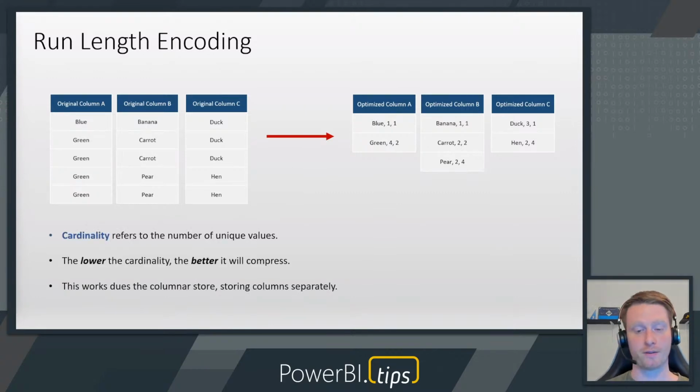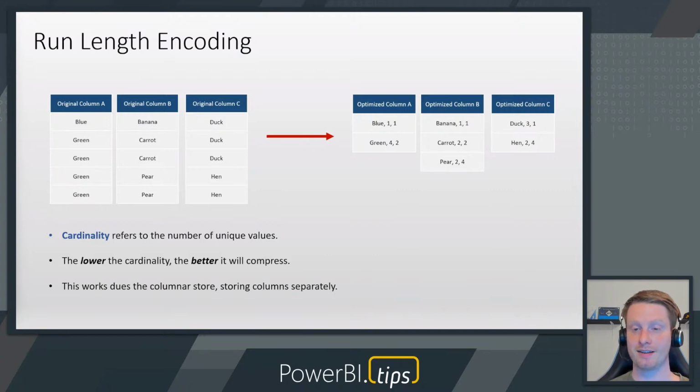You may have heard this word before. If you haven't, you're going to be hearing it a lot from now on. It's cardinality. Cardinality refers to the number of unique values. We're going to introduce this now, because the lower the cardinality, the better it will compress. So the fewer unique values.